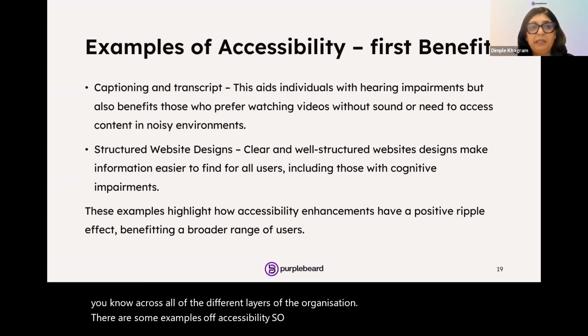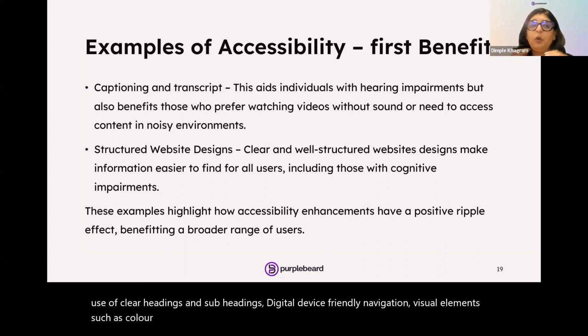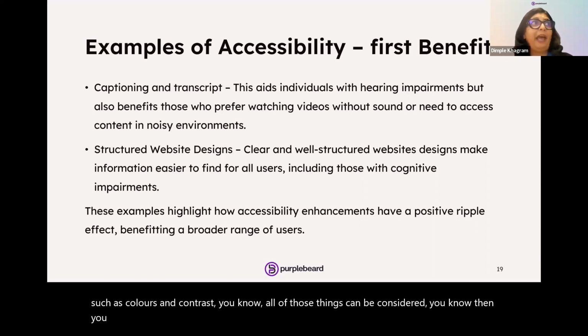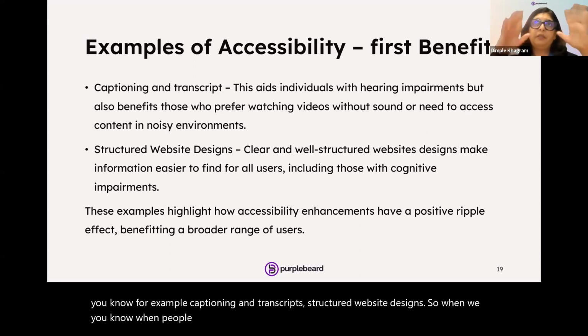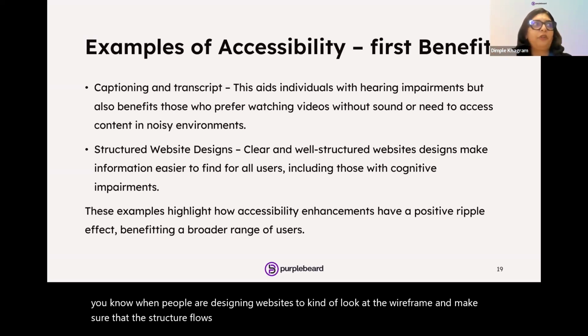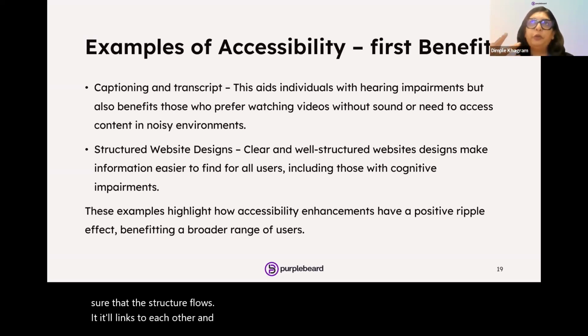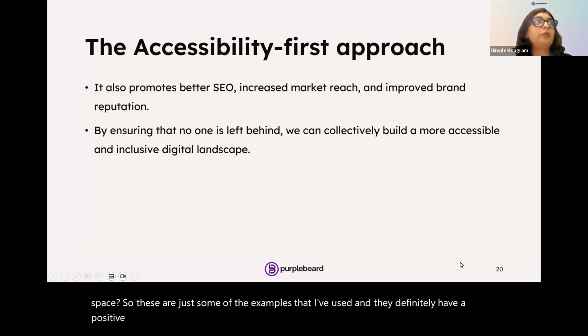There are some examples of accessibility. So what are the factors to be considered? Use of clear headings and subheadings, digital device friendly navigation, visual elements such as colors and contrast, all of those things can be considered. Then, for example, captioning and transcripts, structured website designs. When people are designing websites, look at the wireframe and make sure that the structure flows and links to each other. And when a user is using it, how easy is it for them to navigate the space? These are just some of the examples that I've used, and they definitely have a positive ripple effect throughout.